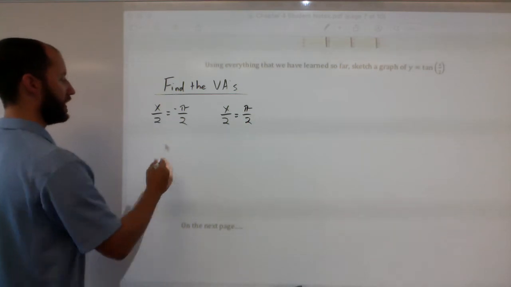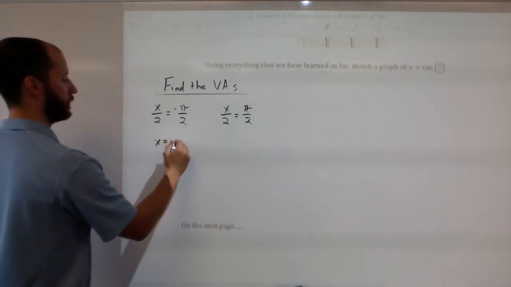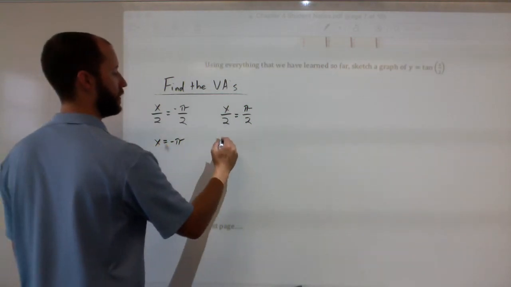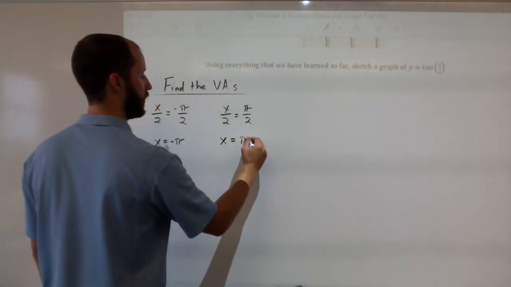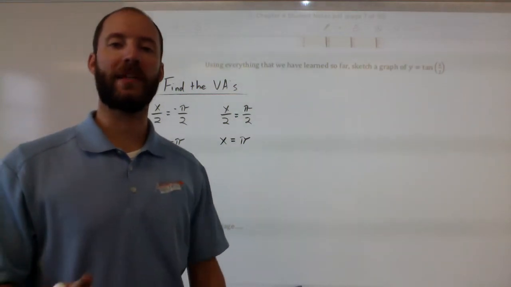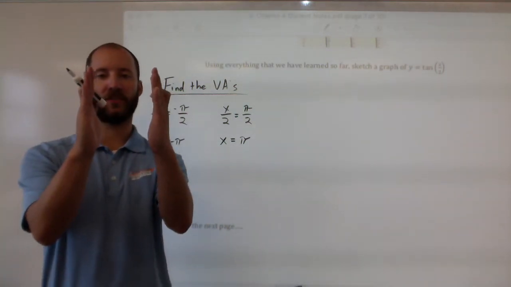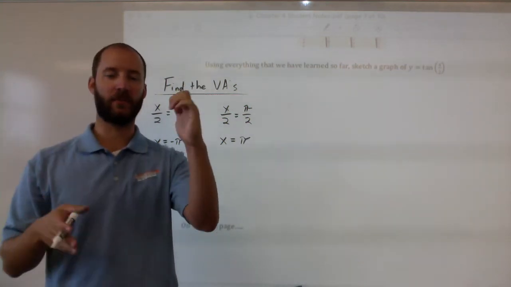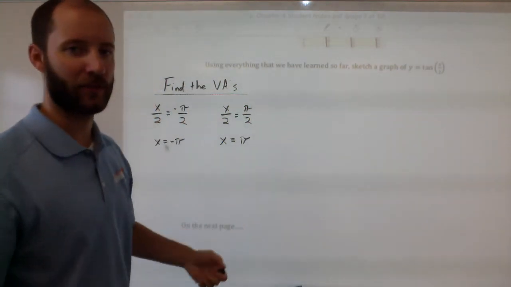If we solve these, we end up with x equals negative pi for that vertical asymptote. Here we get x equals positive pi for that vertical asymptote. So what that tells me is that those asymptotes have been stretched out a little bit, okay? And one of those tangent waves is going to fit in between there. Here's another way of looking at this.